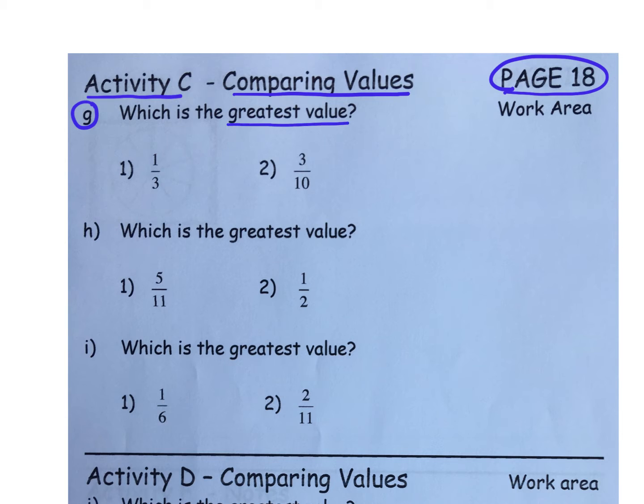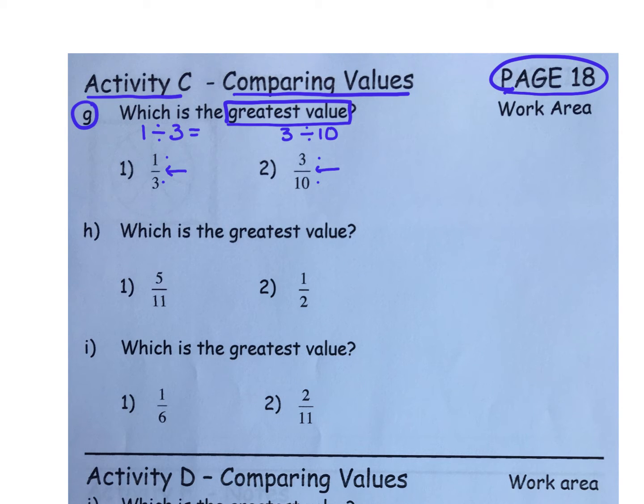Which is the greatest value? 1/3 or 3/10? Difficult to compare when they have different denominators. What's our strategy? We're going to convert to decimal form. Remember, this means divide. So we're going to take 1 divided by 3 and get its decimal equivalent, and 3 divided by 10 and get its decimal equivalent.